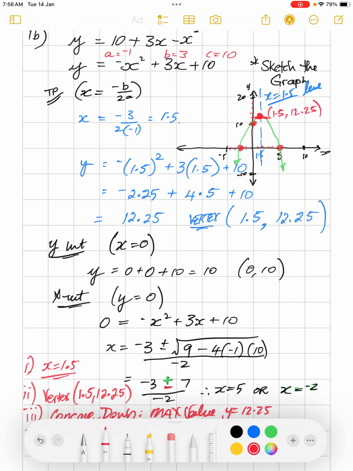So sketching the graph, we looked at the turning point, x equals negative b over 2a, the y-intercept when x equals 0, the x-intercept when y equals 0, graphed those positions, and then we could answer the questions.